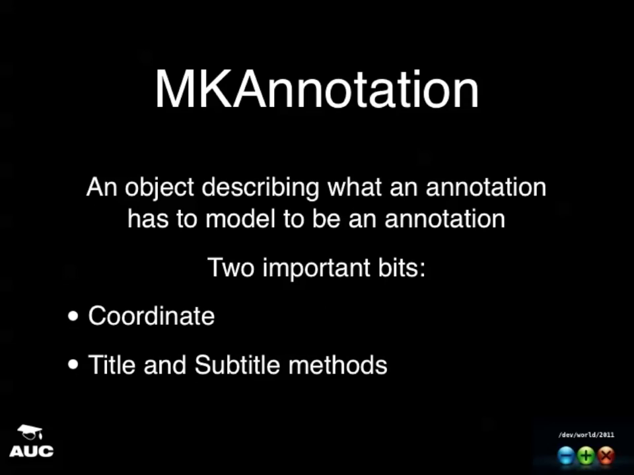So with MKAnnotation, this is the model object describing what an annotation has to be. Basically, there are two important bits: the coordinate, which is just one of those CLLocationCoordinate2Ds, and the title and subtitle methods. These are methods which return an NSString. You don't actually have to have title or subtitle, but if you don't have them, people can't click on, say, your little pin and have it say stuff.